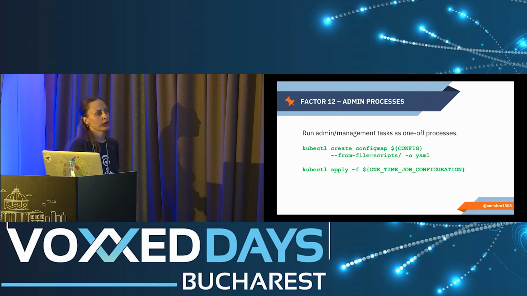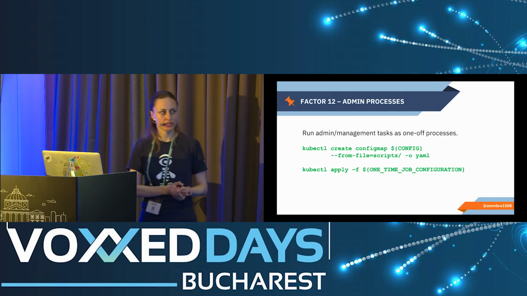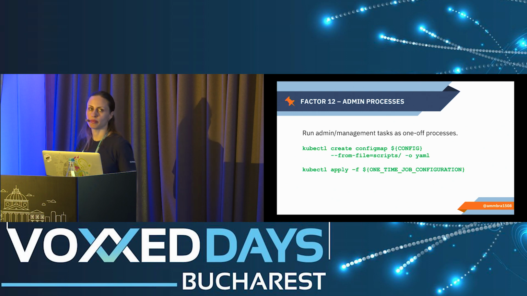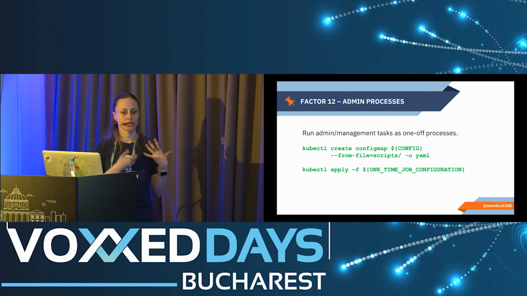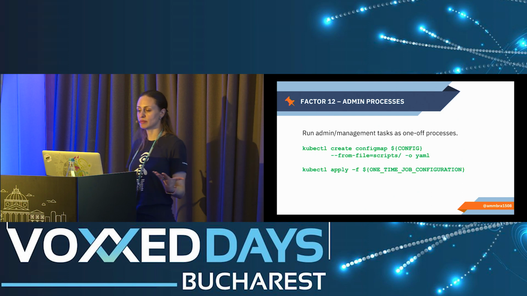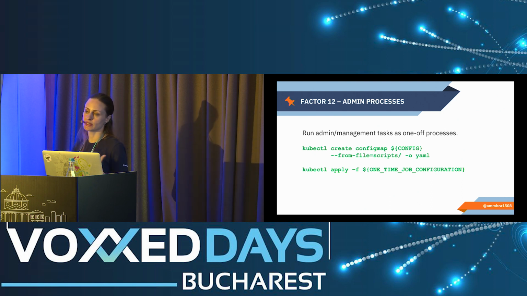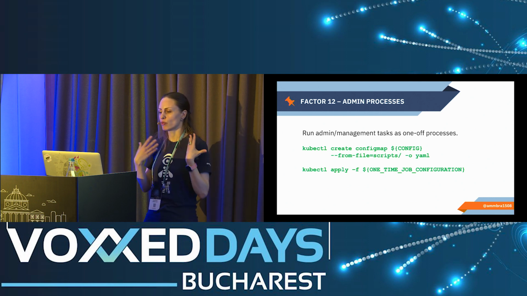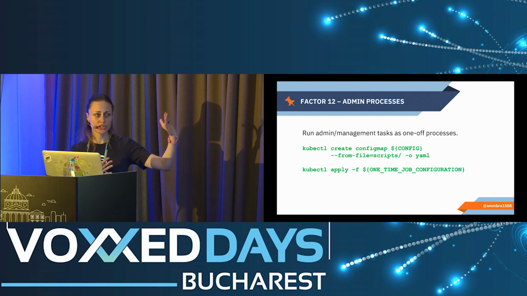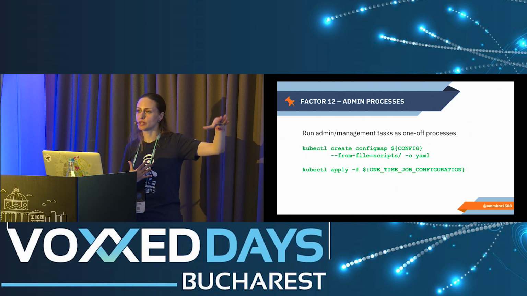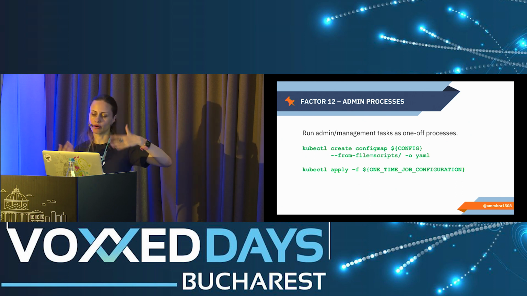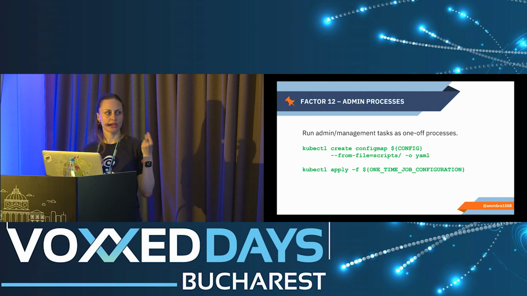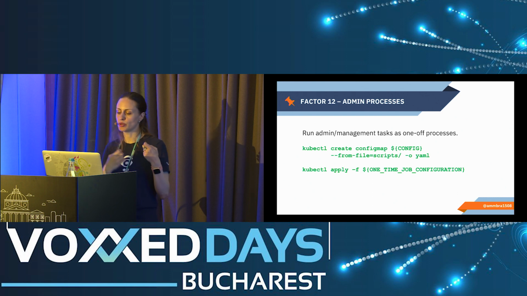Factor 12 is about admin processes, which should be run as one-off tasks. A sample of admin processes is, for example, when you are spawning a new environment, you need to initialize a database. That's a one-off process, so you don't initialize a database all the time. But for initializing or running certain scripts, as you've seen earlier at factor 6, you can persist those scripts in a persistent volume and then later on run them. That type of behavior is encouraged when you have multiple scripts that need to be run.